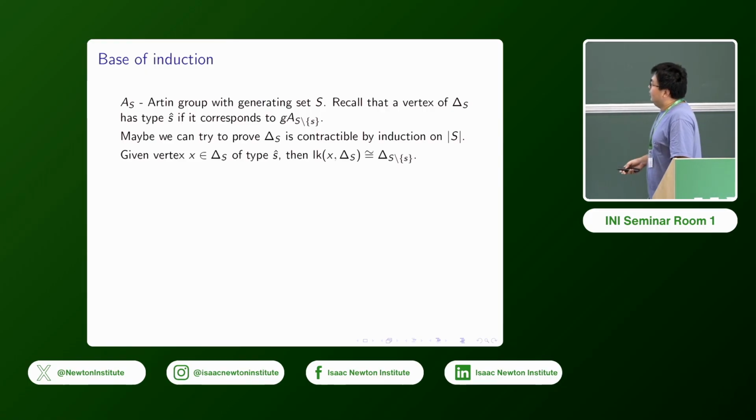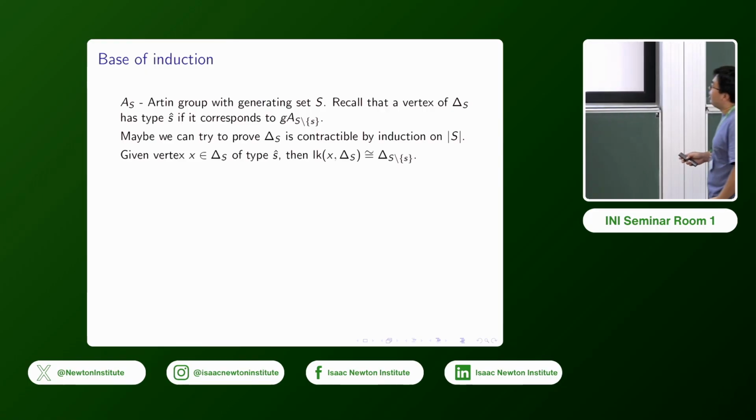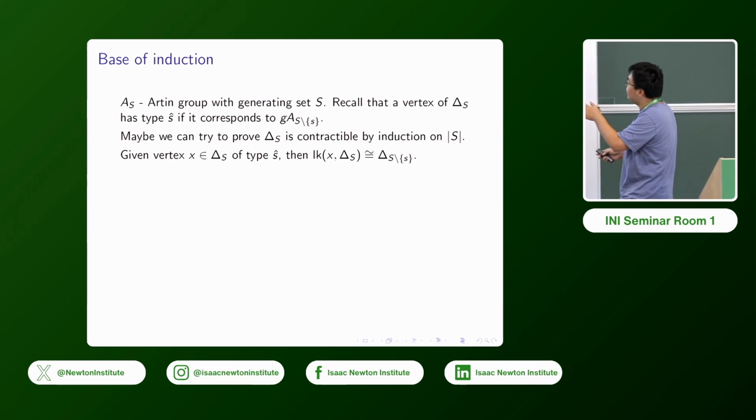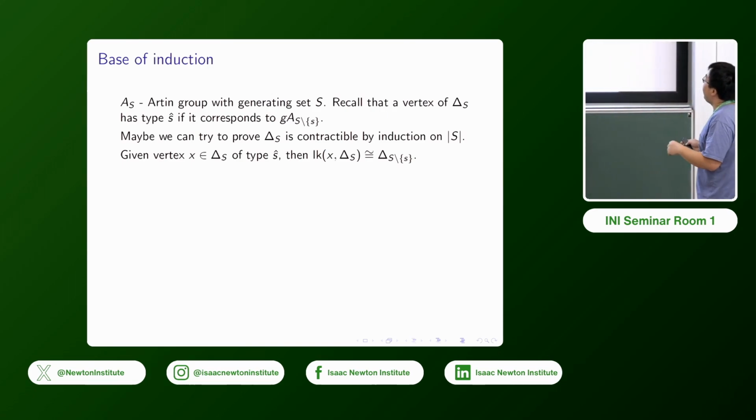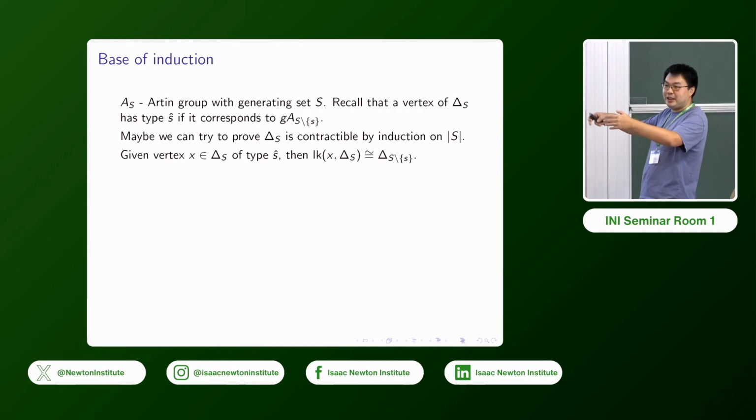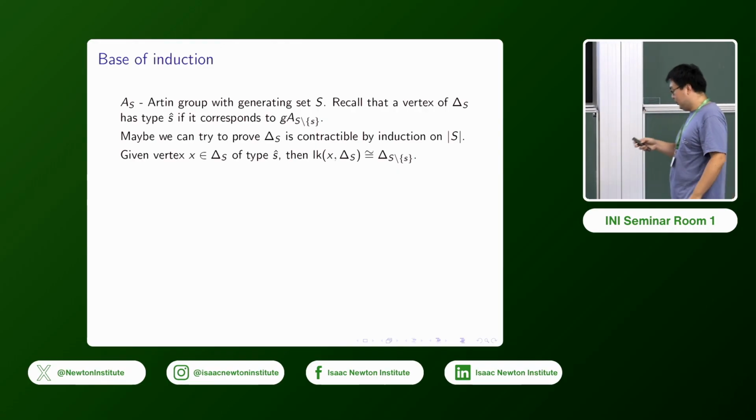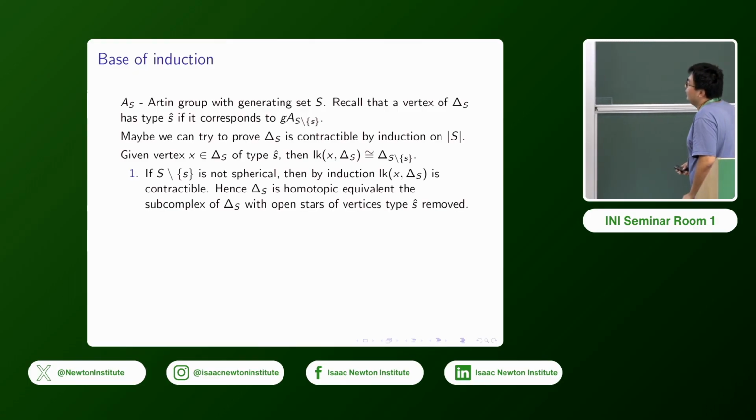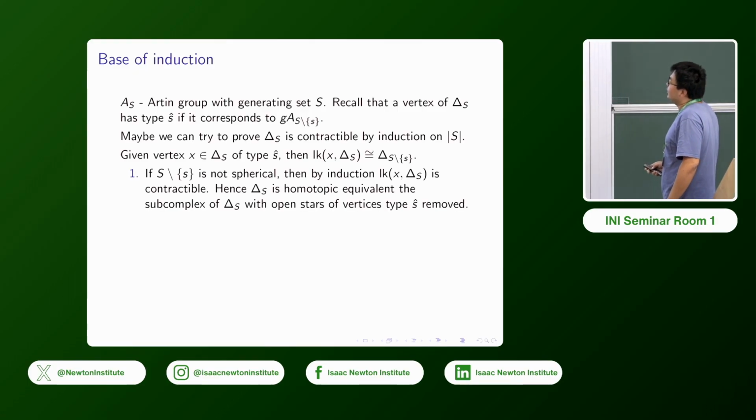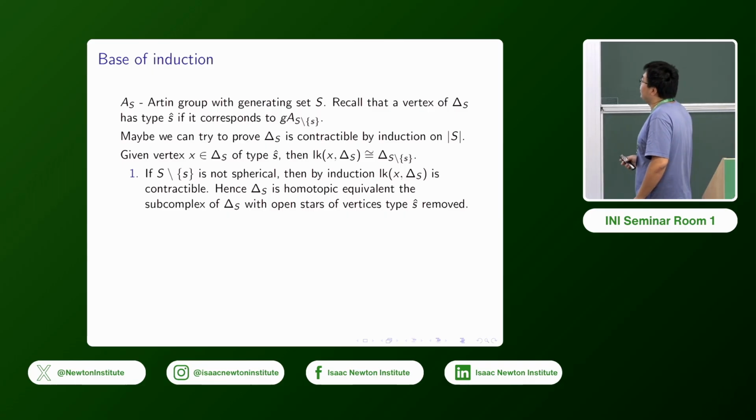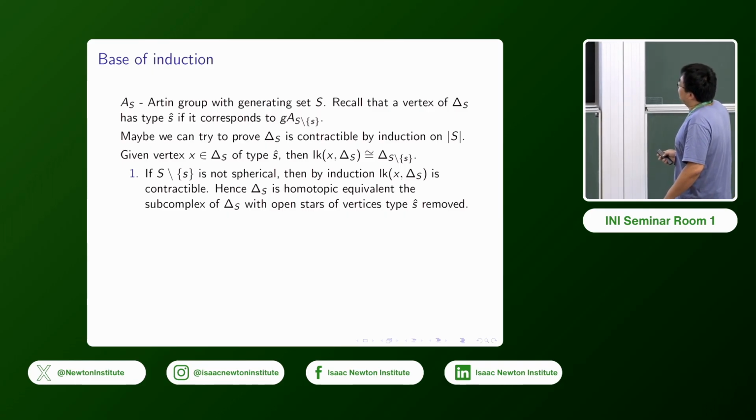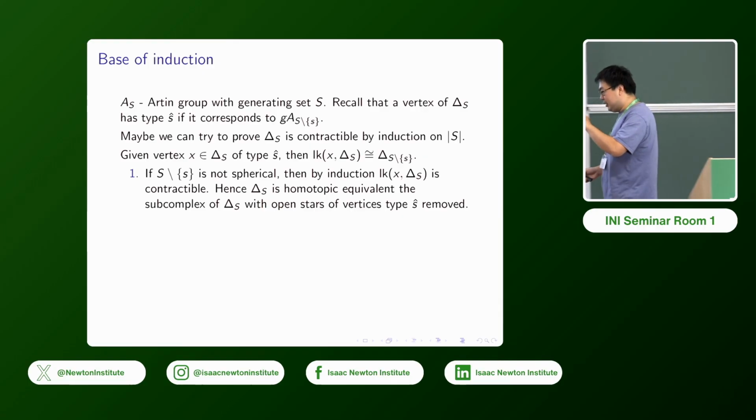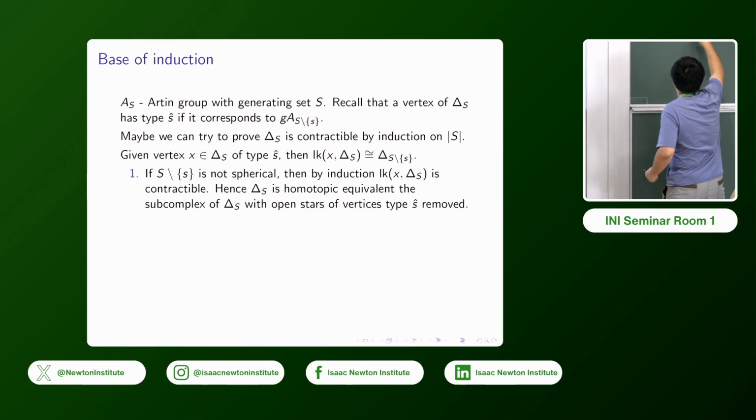So now what we want to do is the following. I'm going to take a vertex of type ŝ, little s hat. And it turns out the link of this vertex is going to be the Artin complex of a smaller Artin group, which is generated by all the generators except little s. So now you see that this gives us some chance to do induction. If this smaller Artin group is not spherical, then by induction, the link, this smaller Artin complex, is still contractible.